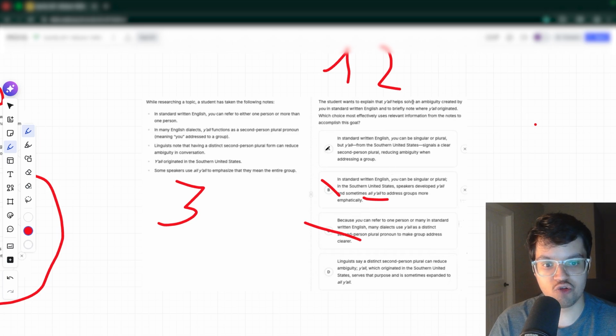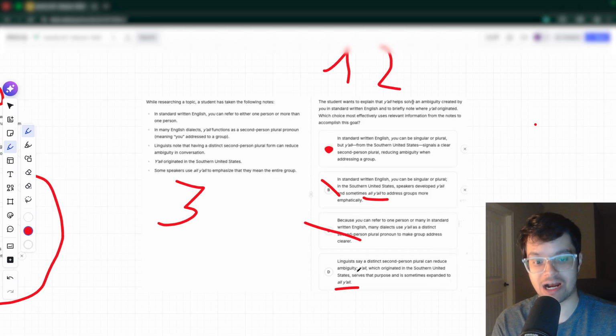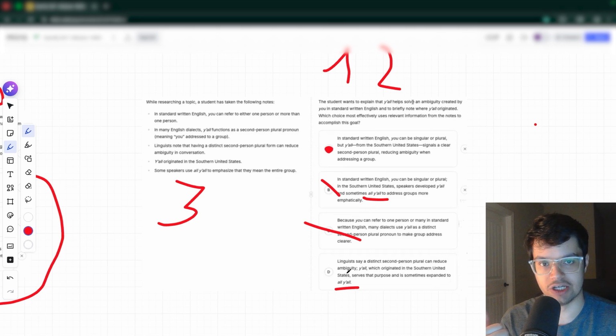But I would definitely go for A over B here for 2 reasons. First of all, the all y'all thing is kind of important because it really does only mention y'all here. This one also mentions all y'all. Second important thing though is this really important detail they list here. It says it's an ambiguity created by you in standard written English. D does not mention the word you at all. It just says it can reduce ambiguity. So we need to specifically tie it back to the word you for it to be the right answer, so D would also be wrong for that reason.